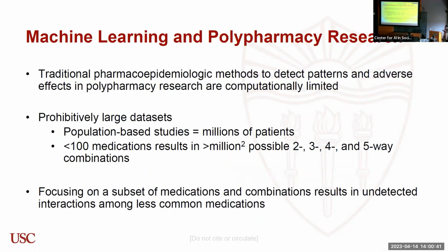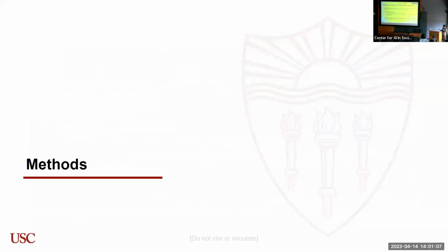How machine learning fits here is that if we are looking at, say, 100 unique medications, the total number of possible combinations that a patient can use can be close to trillions if you look at two-way, three-way, or five-way combinations. And another issue is that if we are just focusing on a subset of medications, we would be missing out on possible medication combinations that can contribute to an overdose.